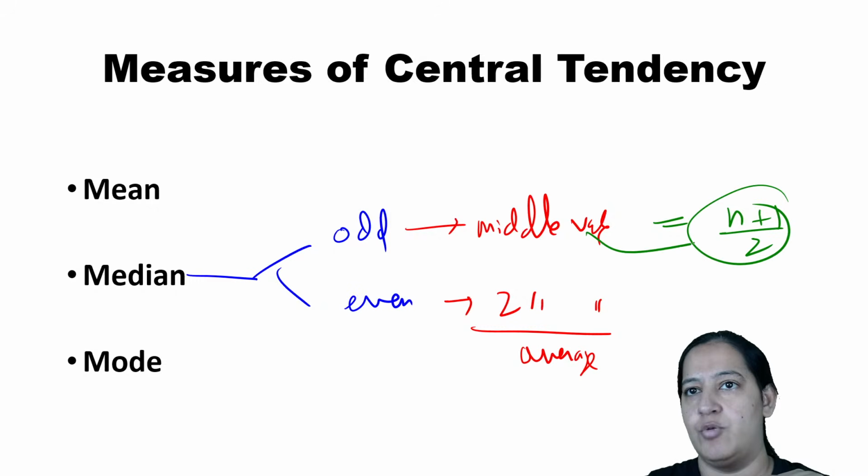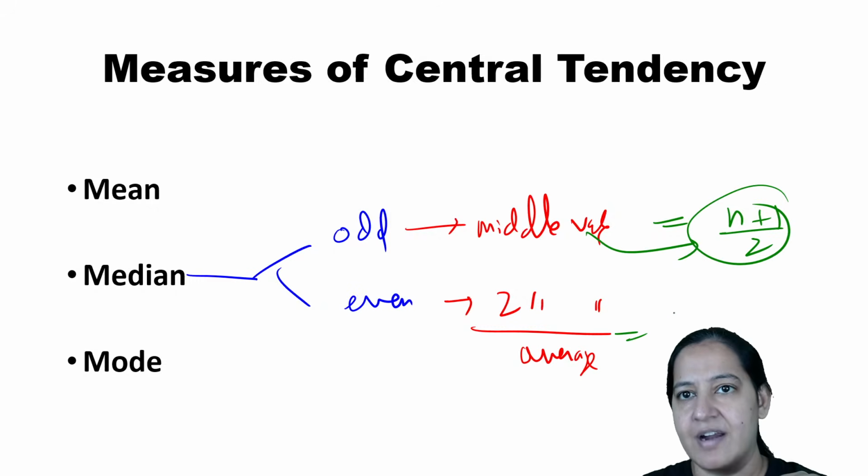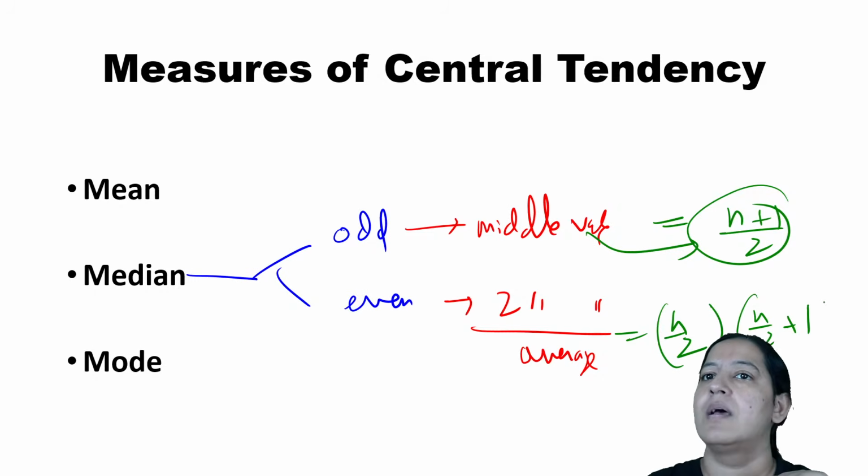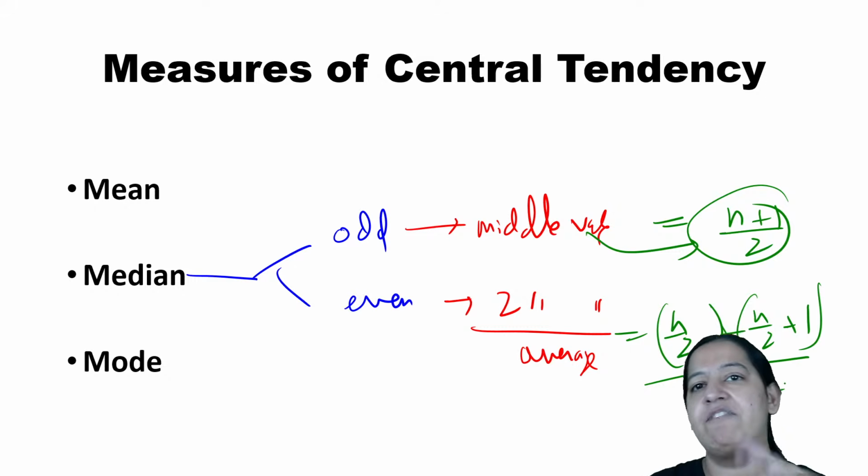That will be the middle value. Here n by 2, n by 2 plus 1, and do the average of both. That will be the middle value.